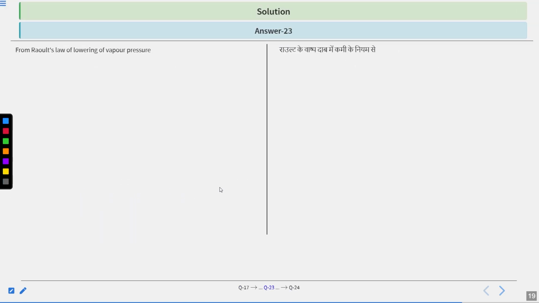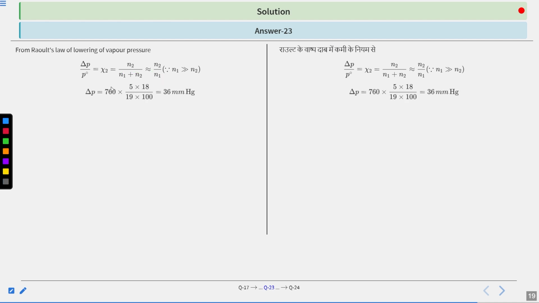Now from Raoult's law, we know that delta P by P naught is equal to chi 2. Further, we have placed N1 plus N2 as N1, and hence if you put all these values, 760 into 5 into 18 by 19 into 100, we will get this as 36 mm of Hg. So this was the thing we were interested in, right? So what will be the value of P? It will finally be 724 mm of Hg as your correct answer.